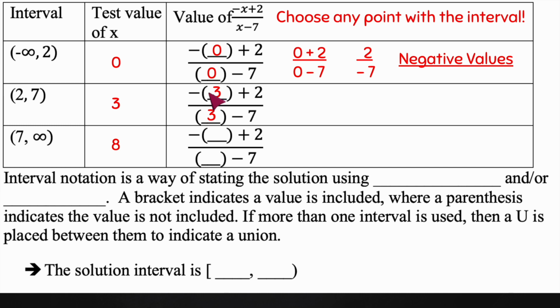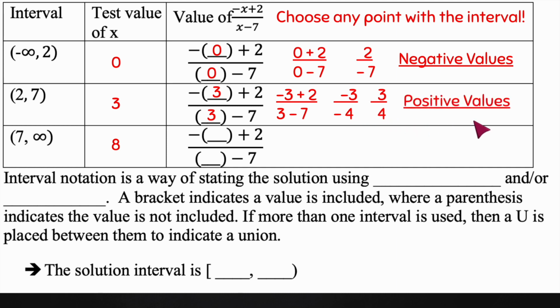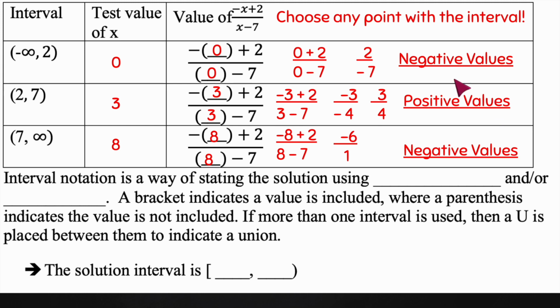So now let's plug in 3. So I have negative 3 plus 2 and 3 minus 7. So I end up with negative 1 over negative 4, well, 2 negatives gives me a positive. So these are positive values. All the numbers within this interval will be positive. And then 8, because it's between 7 and infinity. So I'm going to plug in 8. So I get negative 8 plus 2 and 8 minus 7. And negative 6 over 1, well, that's negative, so that's negative values again. So the only interval that works is this 2 and 7.